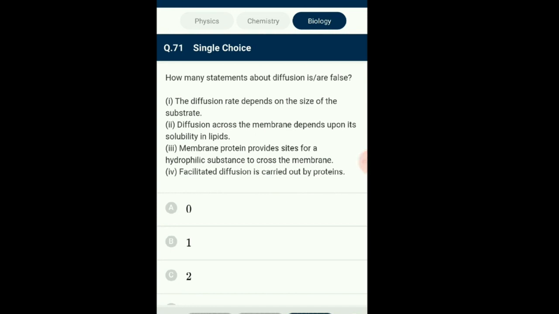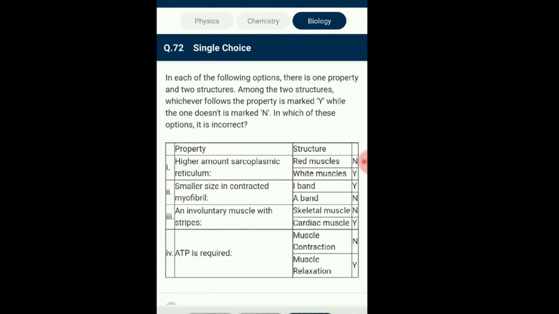faster through the membrane. Some substances find it difficult to pass through the membrane, and to facilitate the movement of such molecules, the membrane protein provides sites at which these molecules cross the membrane. This is known as facilitated diffusion. So the answer is option A. From the given 4 statements, none of the statements about diffusion is false. All are true.